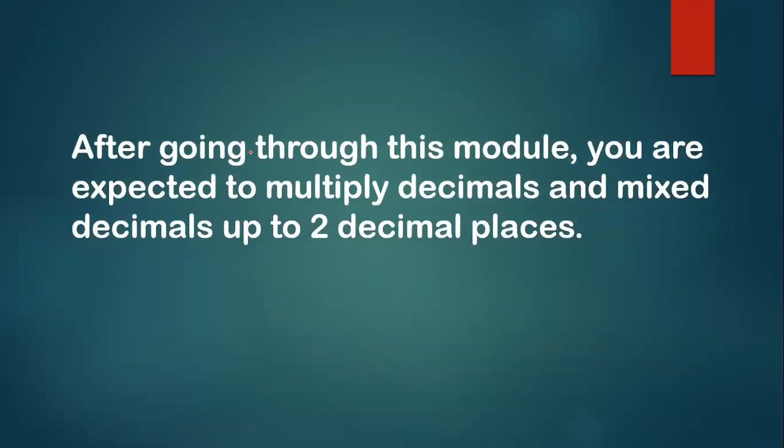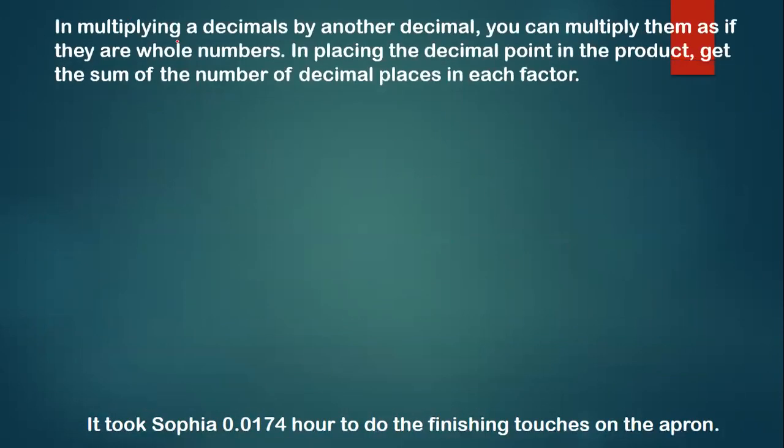After going through this lesson, you are expected to multiply decimal numbers and mixed decimals up to 2 decimal places. So sana nga po, pagkatapos itong lesson na to, ay talagang matuto tayong mag-multiply ng decimals. In multiplying decimals by another decimal, you can multiply them as if they are whole numbers. So wala pong dapat ikatakot kasi if you know how to multiply whole numbers, ganun din lang po ang pag-multiply ng decimal numbers. In placing the decimal point in the product, get the sum of the number of decimal places in each factor. So mas maganda to, makikita yan kapag meron na tayong halimbawa.